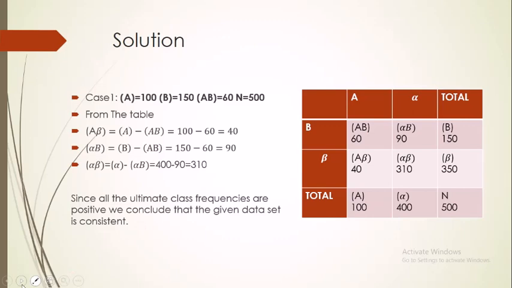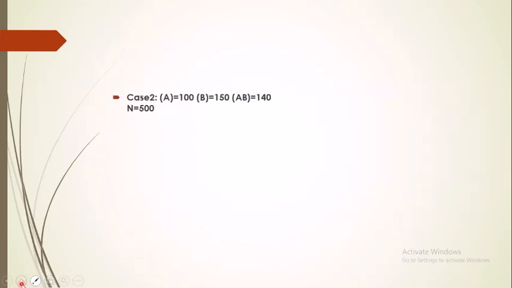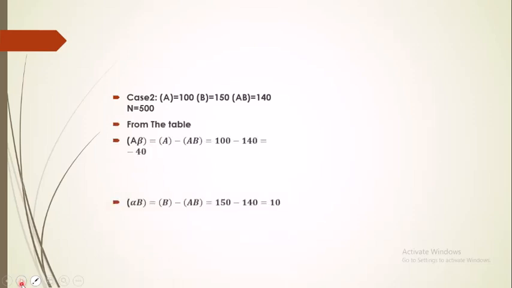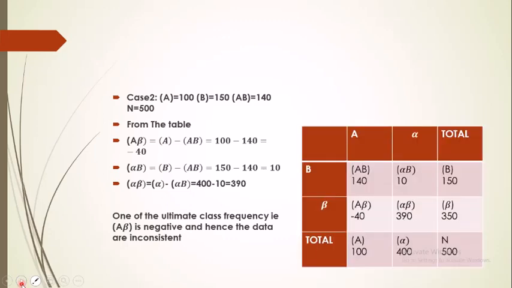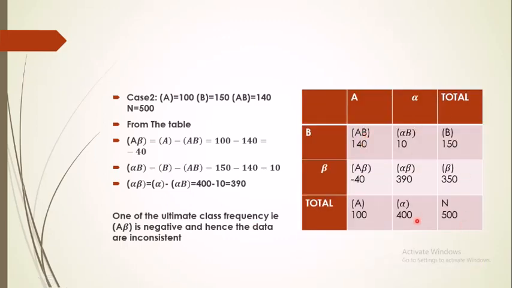Now let's have a look at case 2. Similarly, I have the values of case 2 from the question. Then I'm going to form a table. Yes, I have formed the table as earlier, and I found out the missing values as A beta, alpha B and alpha beta. The value I got for A beta is minus 40 by applying this formula. Alpha B is 10 and alpha beta is 390, and I have substituted all the values in the table.